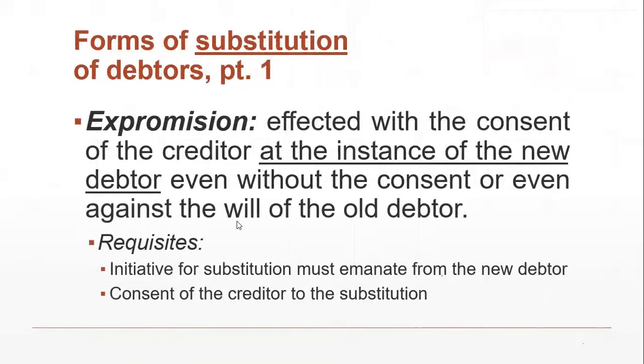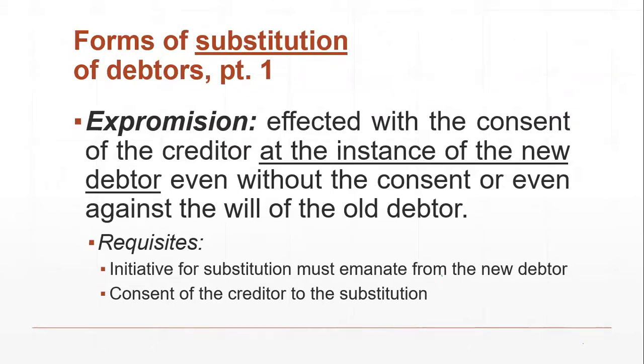So ngayon, we go to the kinds of personal novation. So kagaya nung kanina, di ba? Substitution and subrogation. So a third person can be substituted in place of the old debtor, and that will be considered as a novation. So there are two kinds of substitution. Meron tayong tinatawag na expromission, meron tayong tinatawag na delegation. So by expromission, we refer to where a new debtor, expromission rather, happens or is effected with the consent of the creditor.